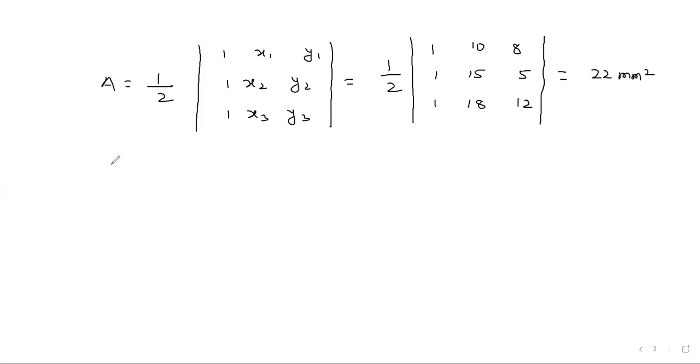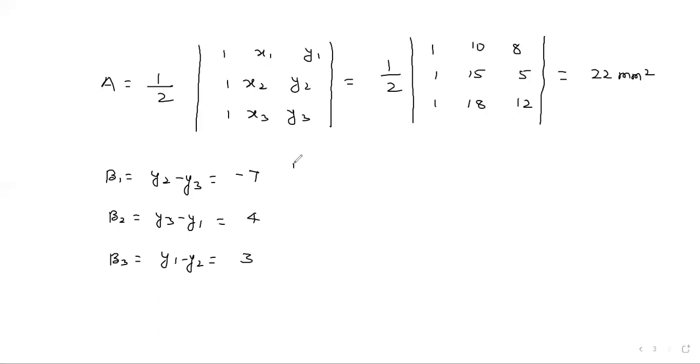Now we will find beta 1, beta 2, beta 3. Beta 1 can be written as y2 minus y3. Putting all the values, we get minus 7. Beta 2 can be written as y3 minus y1, and beta 3 can be written as y1 minus y2. Just put the values, you will get 4 and 3.